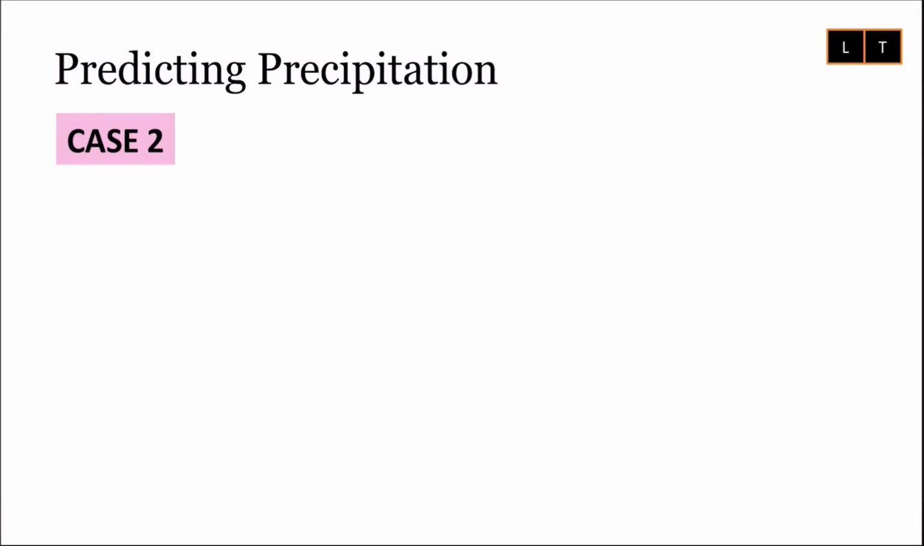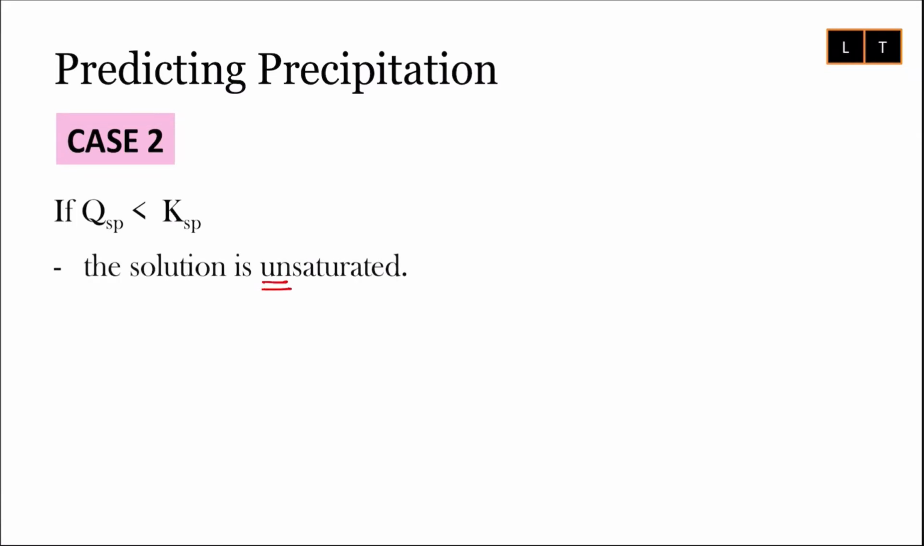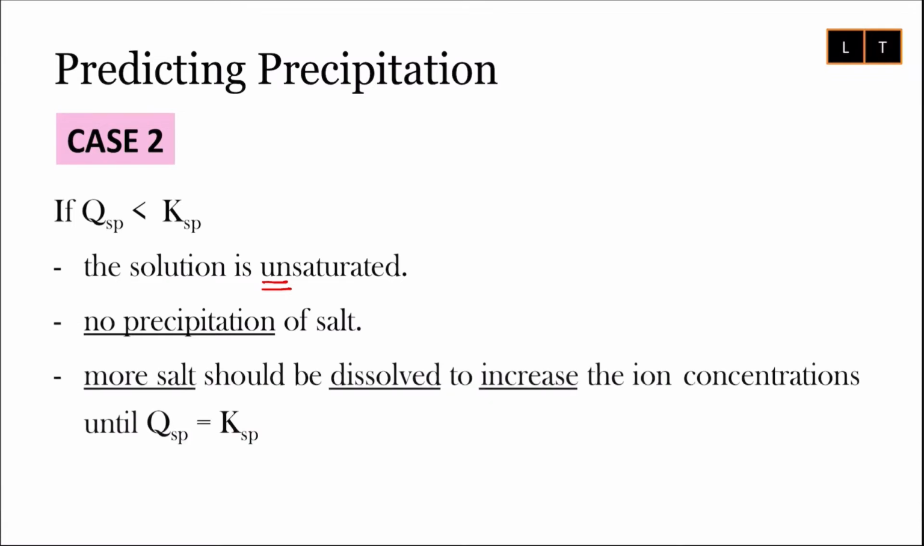Next one, we have second case if QSP less than KSP. So solution dia sekarang is unsaturated. Tambah perkataan unsaturated. So bila dia unsaturated, maknanya awak tidak akan menghasilkan precipitate. Jadi awak kena dissolve more salt untuk increase the ion concentration sehinggalah value QSP awak sama dengan KSP. So itu adalah case yang kedua.